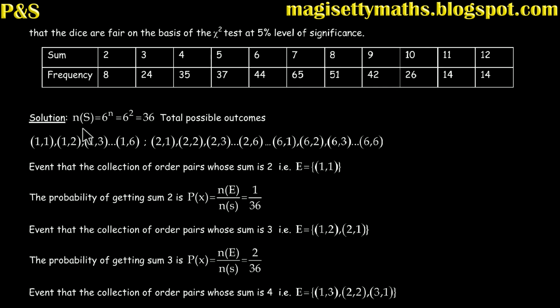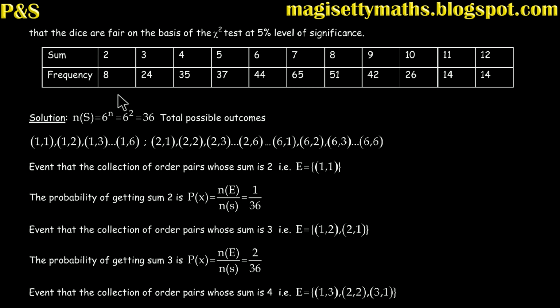Here the total possible outcomes n of S equals 6 squared, that equals 36. The sample space is the collection of ordered pairs (1,1), (1,2), (1,3) and so on up to (1,6), and so on (6,1), (6,2), (6,3) and so on up to (6,6). So in this sample space we have 36 elements or ordered pairs. So n of S equals 36.